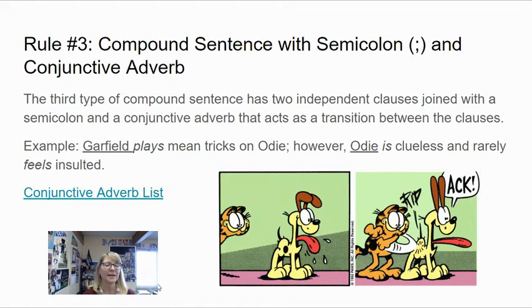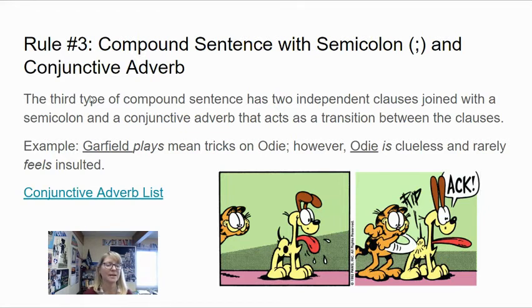All right. The third compound sentence rule is the compound sentence with a semicolon and a conjunctive adverb. Now, conjunctive adverbs are types of words that sort of act like transitions within a sentence. And so what you need to do here is use the semicolon at the end of the first independent clause, then you use the conjunctive adverb as a transition, and then you have a comma after that transition word, then you have the second independent clause.